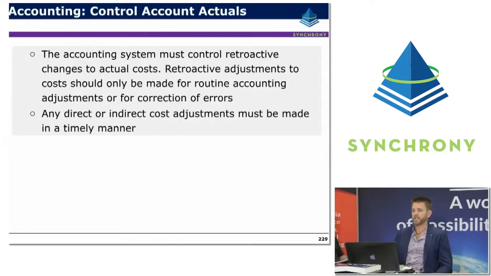The accounting system must control retroactive changes to actual costs. Retroactive adjustments to costs can only be made for routine accounting adjustments or for correction of errors. So generally the whole EVM process should be very forward-looking and proactive, with retrospective changes kept to an absolute minimum, and for specific purposes such as correcting accounting errors or anomalies.